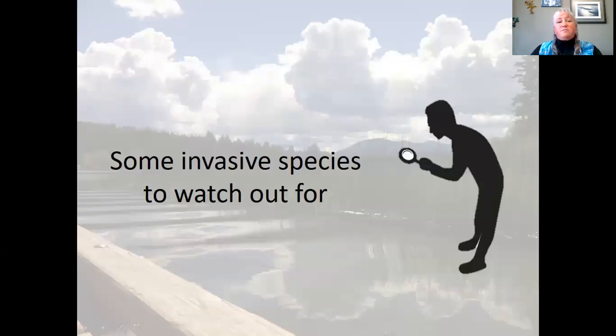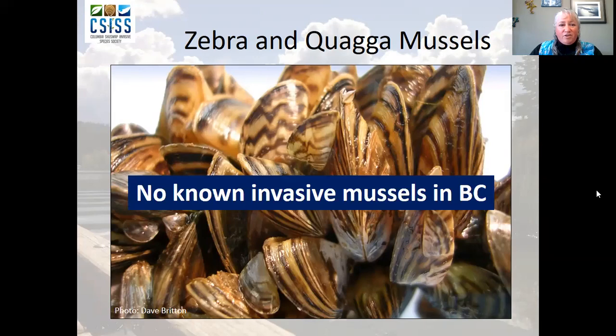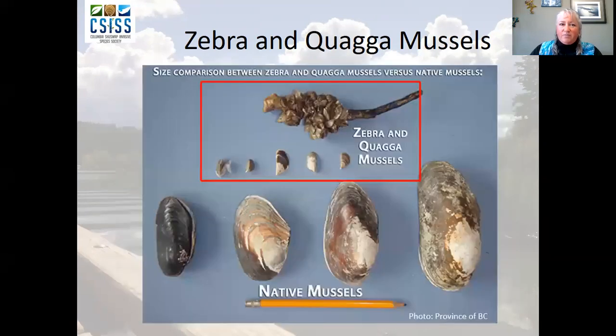So some invasive species to watch out for. Zebra and quagga mussels, two different species of invasive shellfish. These guys are not yet present in BC. We don't know of any of these mussels in BC, and we'd like to keep it that way.